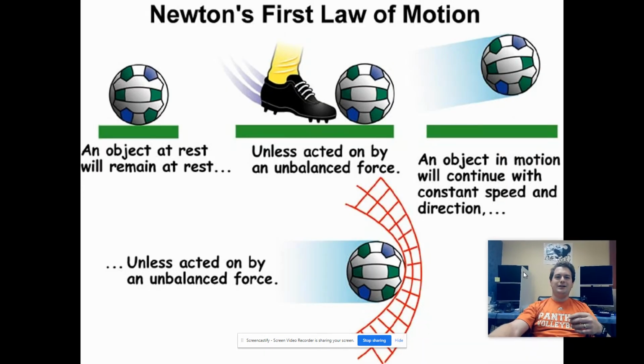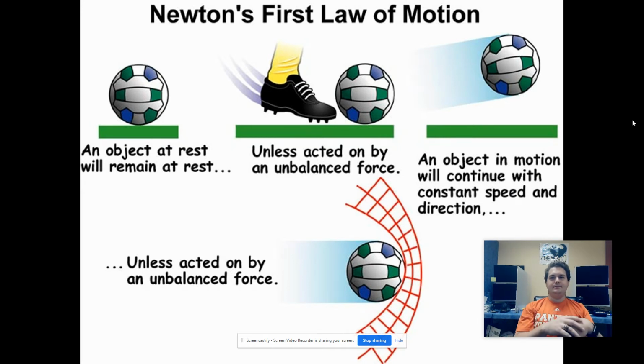Newton's first law of motion. Here is the law. This is the actual law. An object at rest will remain at rest unless acted upon by an unbalanced force, and an object in motion will continue with constant speed and direction unless acted on by an unbalanced force.